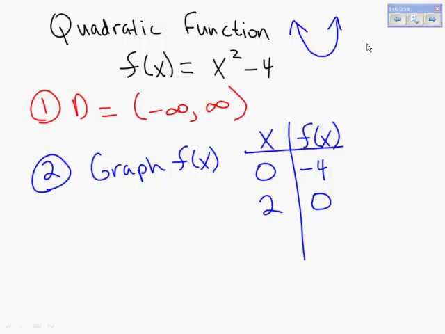So let's move over and let's try negative 3. So if we plug in negative 3 for x, negative 3 squared is going to give us 9, and then 9 minus 4 is going to give us positive 5. All right, so let's look at what we have so far.